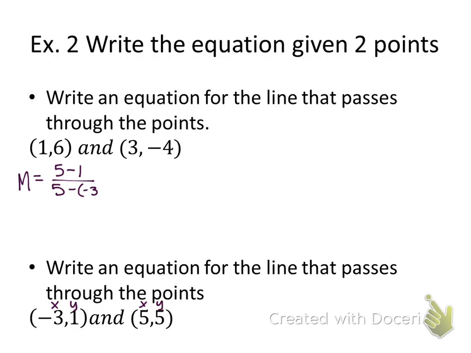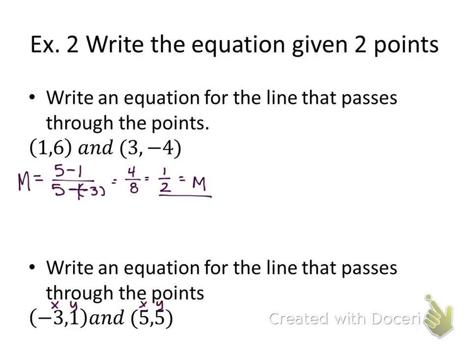Perfect. Minus negative 3. What do you see that has to be taken care of before we ever move forward, Dion? Double negative. What does that double negative change to? Positive. 5 minus 1 is 4. 5 plus 3 is 8. Can I reduce 4 eighths? Yes, and you have to. Never leave your slope as an unreduced fraction. 4 eighths simplifies down to 1/2. So 1/2 equals m.